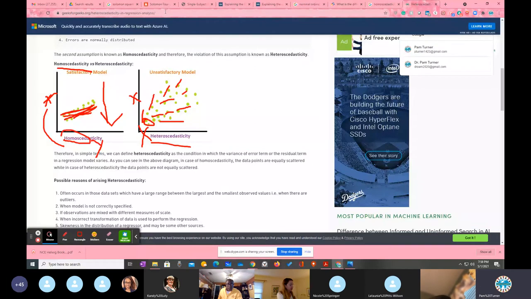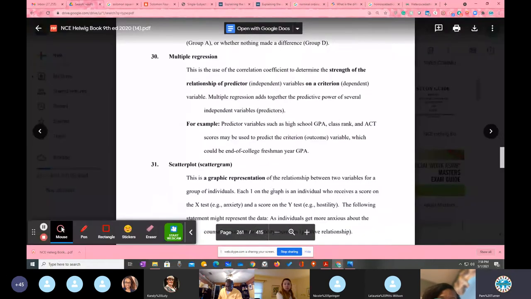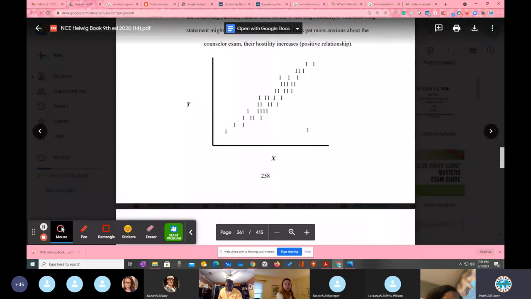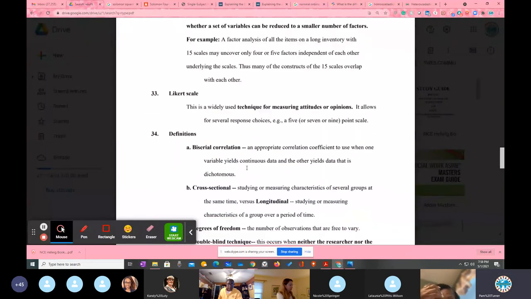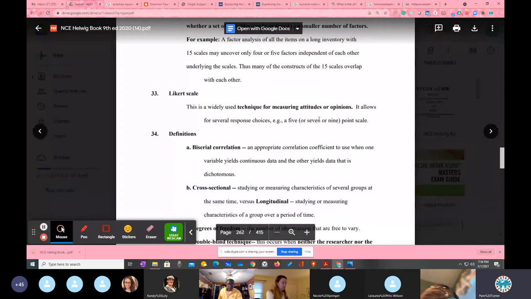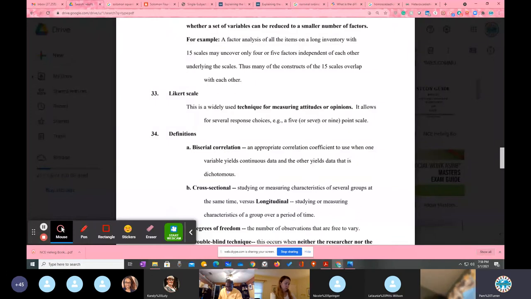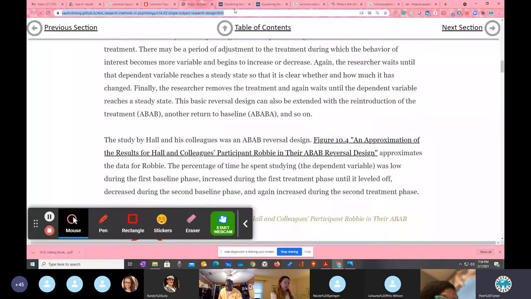That is a scatter plot. Your X and Y, that's all that means. Looking at the relationship. You should know the Likert scale, okay? The Likert scale is the one that's always, sometimes, maybe in the middle, and so on. That's your Likert scale. One of the other things you should know is your semantic differential.